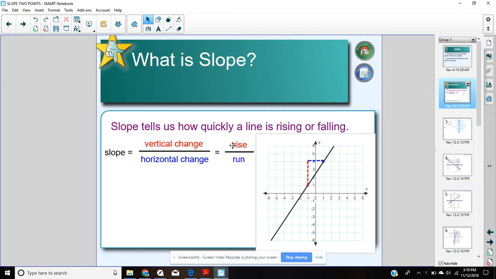Slope is the rise, which is the vertical movement of a line from point to point, and the run, or the horizontal change from point to point. So in this case, I'm going to write a slope as a fraction of a line. I pick 2 points, calculate the up and down movement, and then the left to right movement, and you're going to write that number as a fraction.